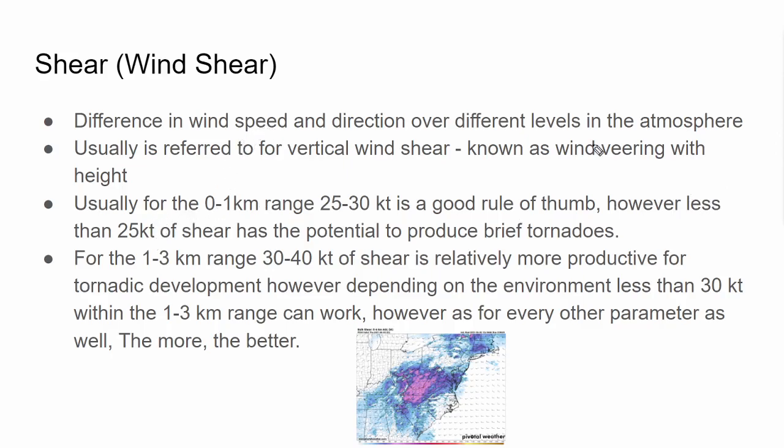Usually for the surface to 1 kilometer range, 25 to 30 knots is a good rule of thumb. However, less than 25 knots of shear has the potential to produce brief tornadoes and even could sustain a tornado for a little bit longer, depending on other parameters.